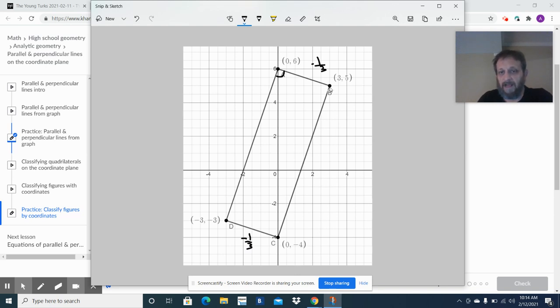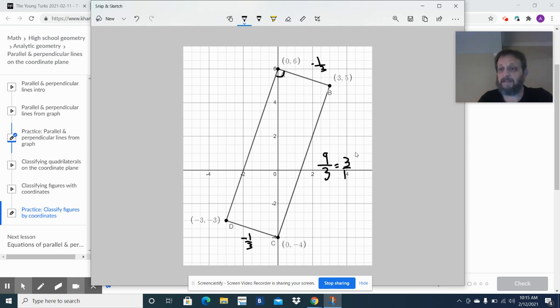Now here, I went from 5 to negative 4. If you want to go from C to B, it doesn't matter, your choice. If you prefer to go this way, I start at negative 4, I end at 5. I went up 9. And then I went from 0 to 3. So that slope is 3 over 1 when reduced.